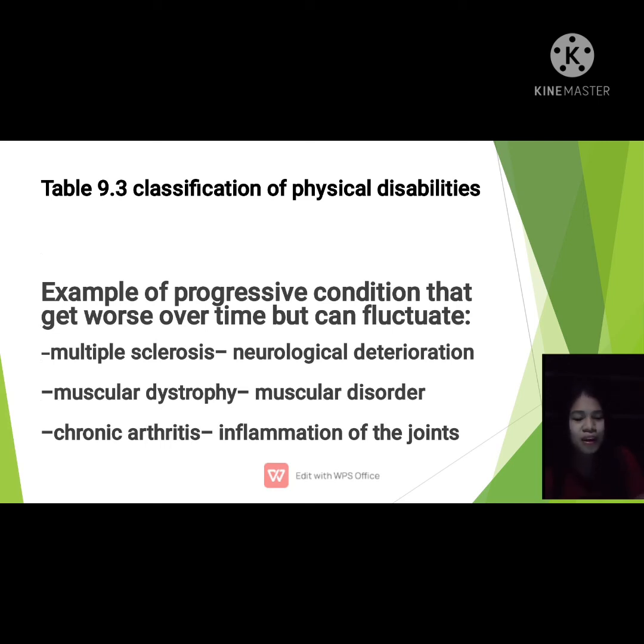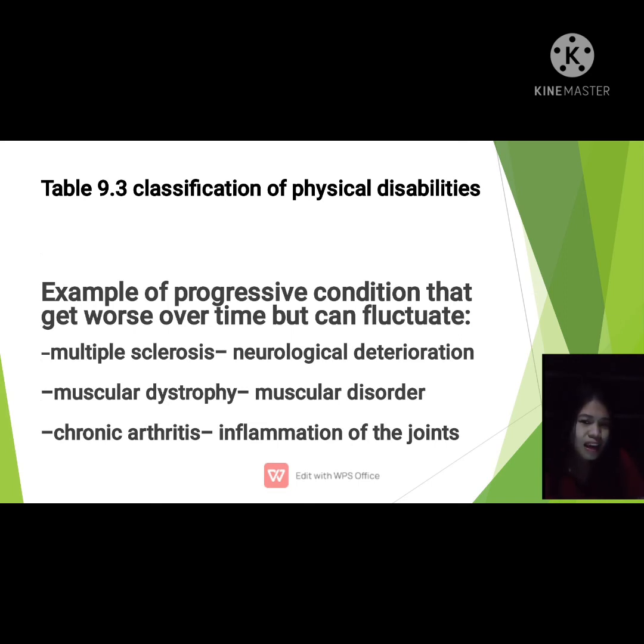Yan, alamin natin kung ano nga ba yung multiple sclerosis. Yan, so multiple sclerosis is characterized by disseminated patches of demyelination in the brain and spinal cord. Ang mga symptoms nito ay weakness, spasticity, urinary dysfunction, and mild cognitive symptoms. Next naman, ang neurological deterioration can be defined as a decline of two or more points on the Glasgow scale.